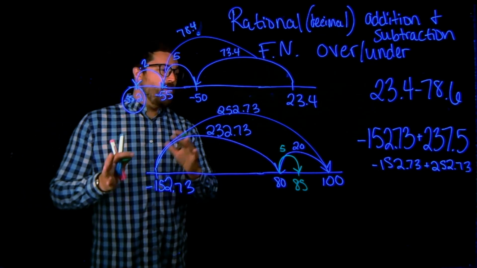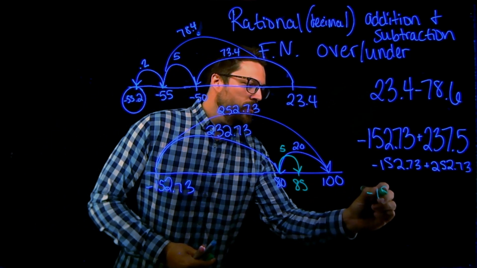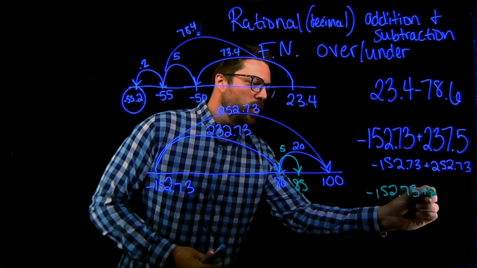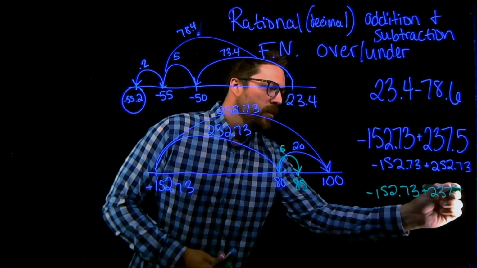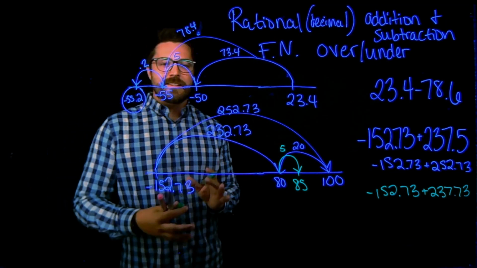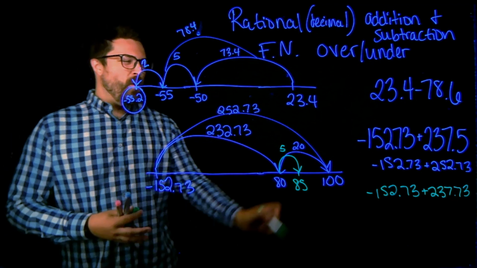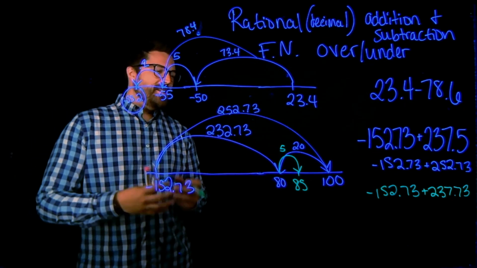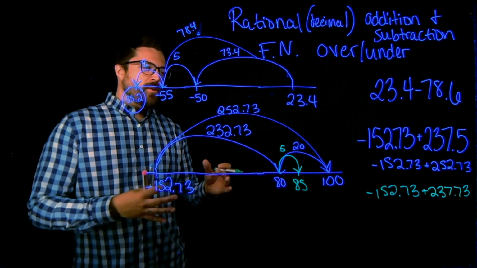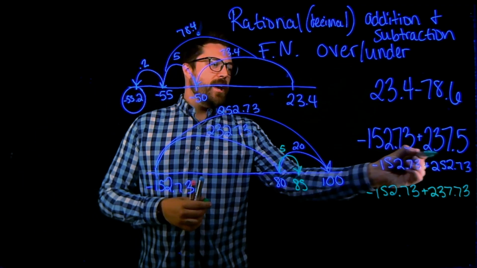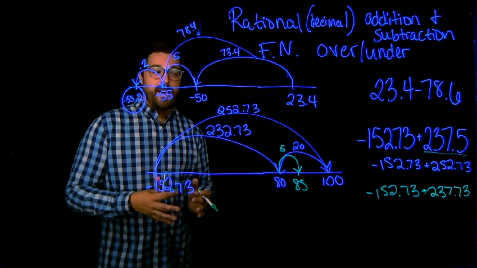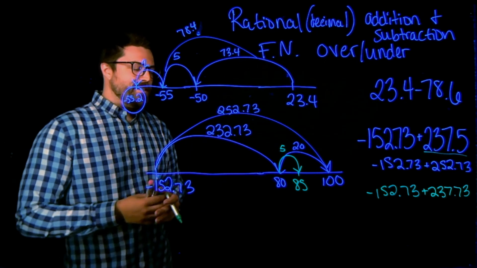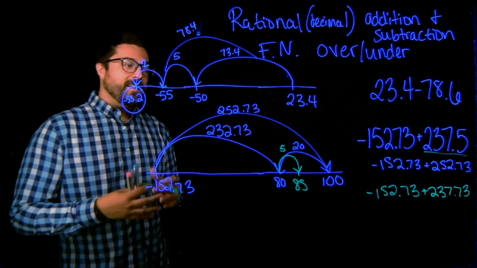So now I have added 152.73 plus 237.73. And if I were modeling this with students or doing this on my own, I wouldn't have rewritten that. I'm just rewriting it for clarity right now. So I just have to think. I've added 237.73, but I was supposed to add 237.5. So did I add too much or not enough? This is that over-under idea. And in this case, I added too much.